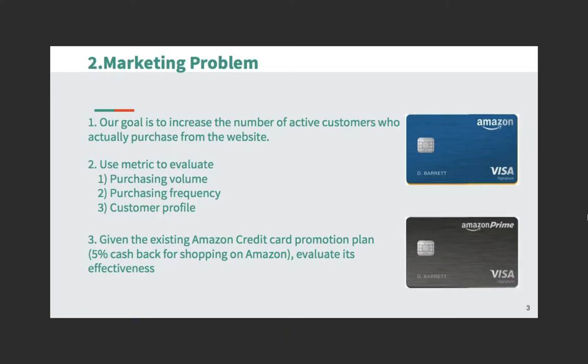Our goal of this project is to increase Amazon's active users who not only browse their website but also actually purchase products on the website. We're going to use metrics to evaluate users' consumption behavior on Amazon, including their purchase volume, consumption frequency, and customer profiles. The marketing plan that Amazon.com has been using to improve this situation is launching a credit card program. With a credit card, customers can earn 5% cashback for their purchases on Amazon and earn 1% or 2% cashback when they shop in other stores.